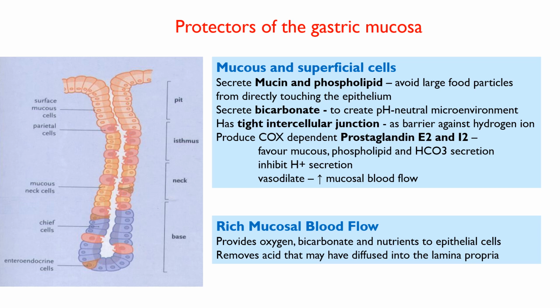They have tight intercellular junctions as a barrier against the hydrogen ion, and they produce COX-dependent prostaglandin E2 and I2, which favors mucus, phospholipid, and bicarbonate secretion, inhibits hydrogen secretion, and causes vasodilatation, which causes increased mucosal blood flow. The rich mucosal blood flow provides oxygen, bicarbonate, and nutrients to the epithelial cells, and they also remove acid that may have diffused into the lamina propria.